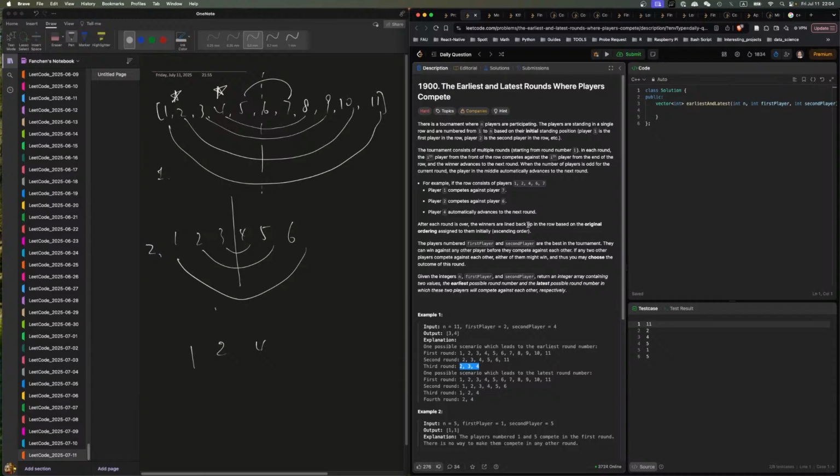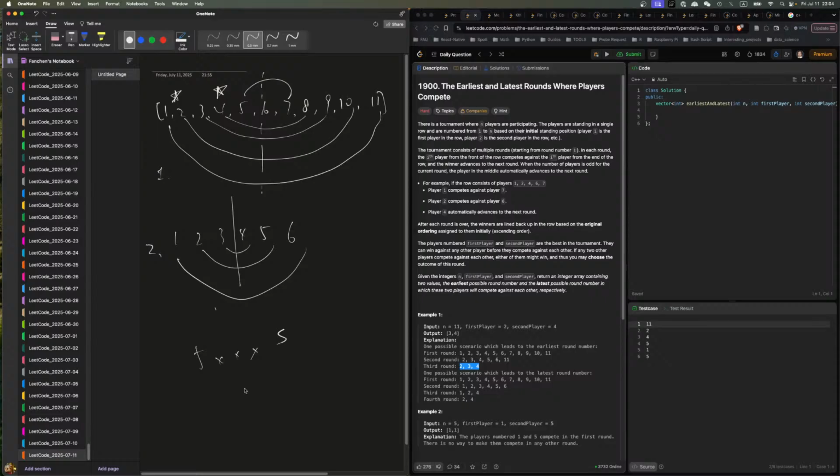So to have 2 and 4 meet early, we still have kind of a greedy idea, right? The greedy idea to have them meet early. We have the first player and the second player, called F and S. It doesn't matter which one is which. So they will have something in between.